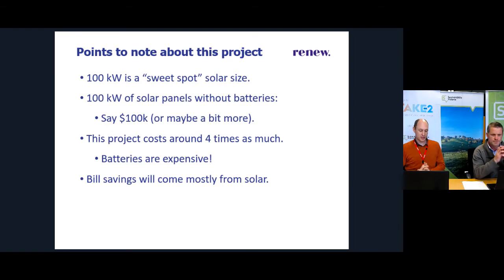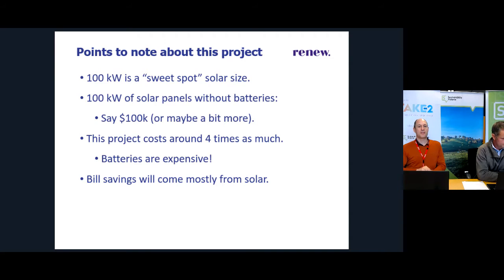Okay, so some points to note about this project. 100 kilowatts is a pretty common size for larger scale buildings, and it's a bit of a sweet spot for a solar installation, just because of the rebates and discounts that are available. There's a thing called a Small Technology Certificate, an STC, which can effectively be applied as a point of sale discount and built into the price of a solar system. It depends on the capacity of the solar panels, and it can be applied as a point of sale discount up to less than 100 kilowatts.